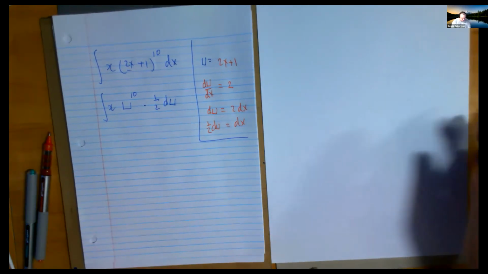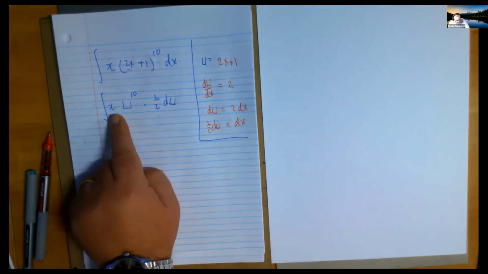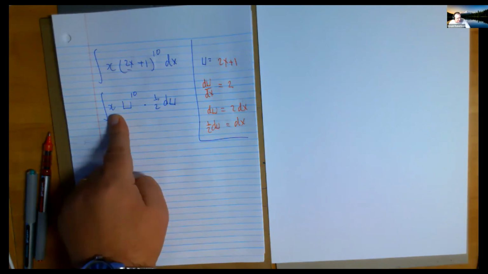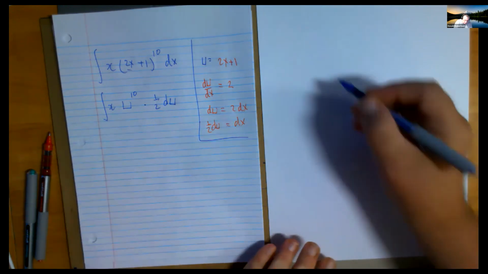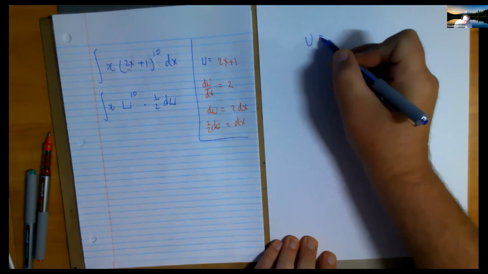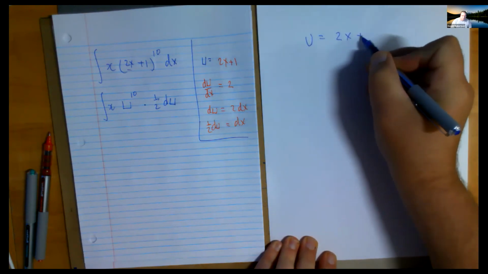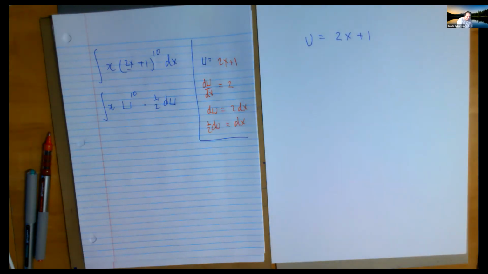But sometimes you will get an x left over, and it's not that you've done it wrong. So you say, well, how can I cope with it? Because I need that to be u's, right? I need everything, including this x, to be in terms of u. So what you do is you use your U sub to find out what x is in terms of u.